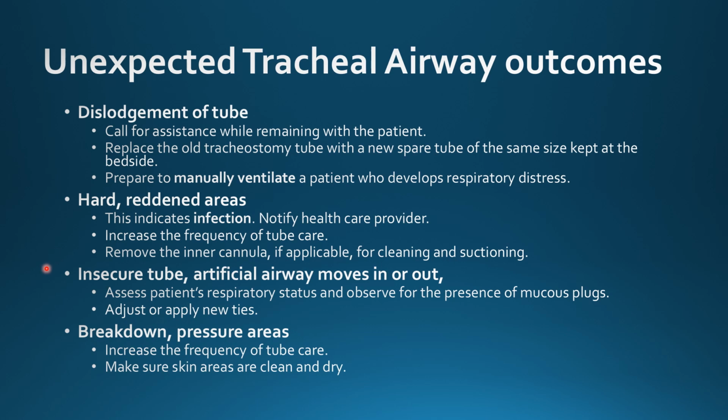Those securement ties, we've previously talked about those. They keep the airway from moving in and out. So we need to observe that they are in the correct location, and check for any breakdown or any pressure areas from the tracheostomy tube. We may need to increase the frequency of our tube care, of our cleaning and maintaining the stoma, and make sure that the skin stays dry. So after we are cleaning it, we make sure that we thoroughly dry the patient's skin underneath their tracheostomy tube to keep it dry and in appropriate condition.